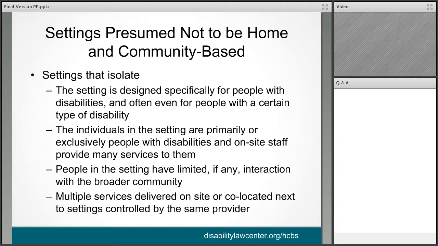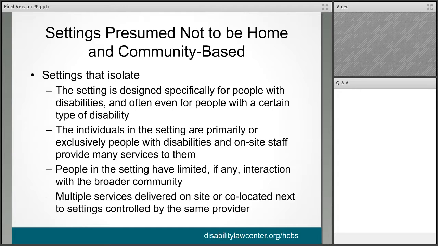disabilities, and on-site staff provide many services to them. Next, people in the setting have limited, if any, interaction with the broader community. And again, referring to that guidance, it's great and it's important that settings have an open door policy where the community is able to come in and visit the folks that are in those settings. But remember that this is not going to be sufficient according to CMS, and that individuals must be getting out into the community. And again, remember the standard is we're looking to have people's lives be lived as closely as they would be as a peer who didn't have a disability.